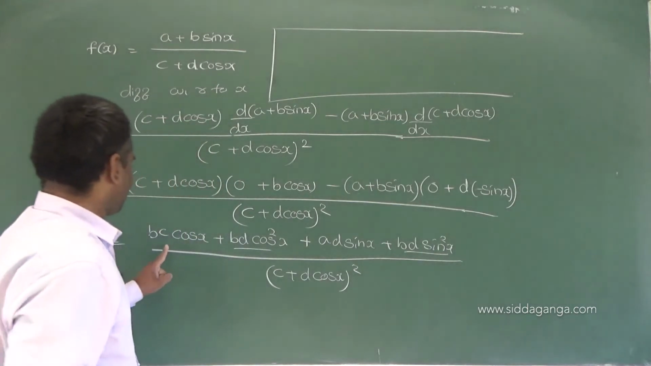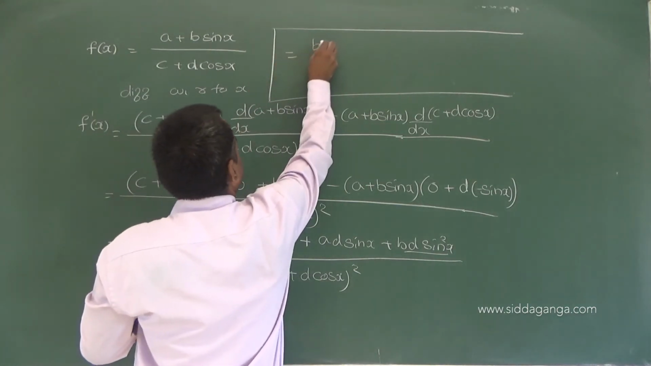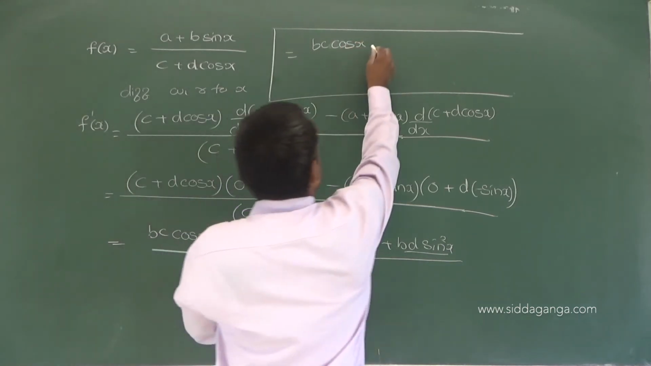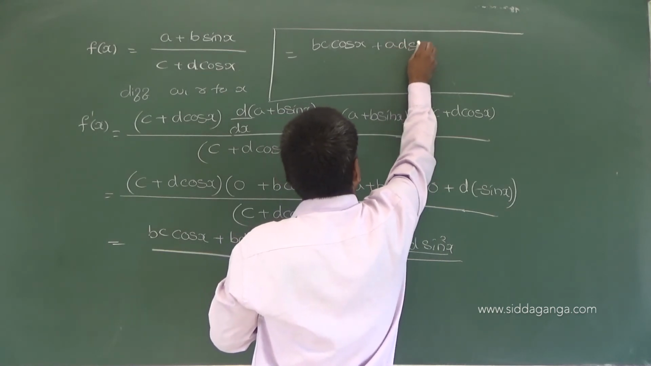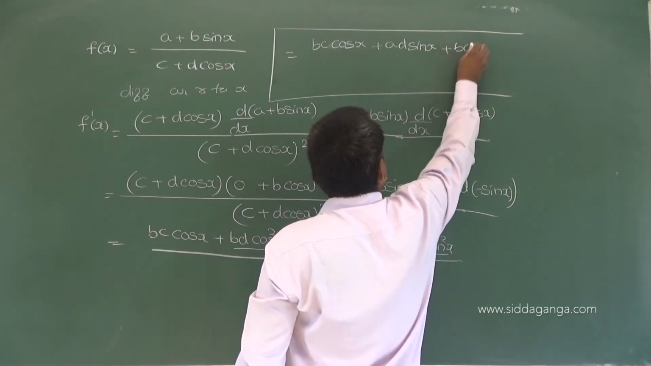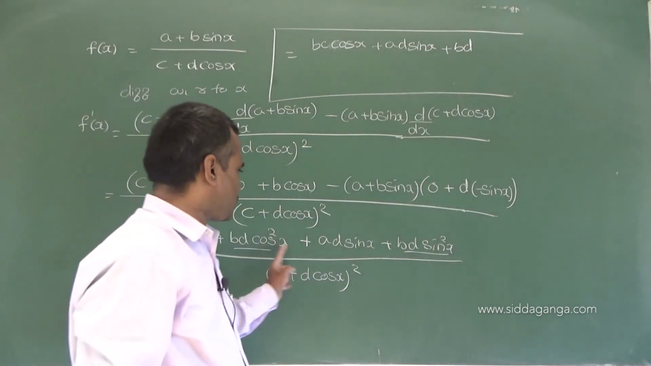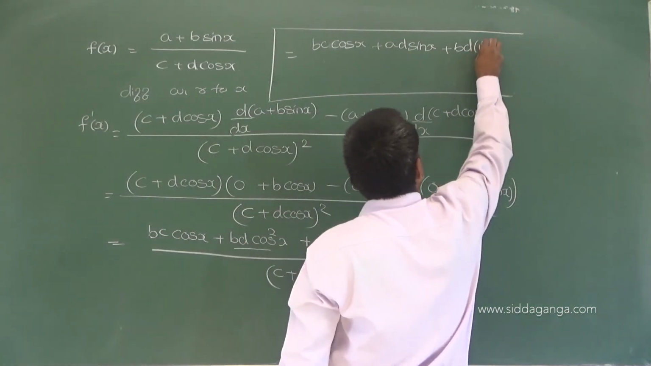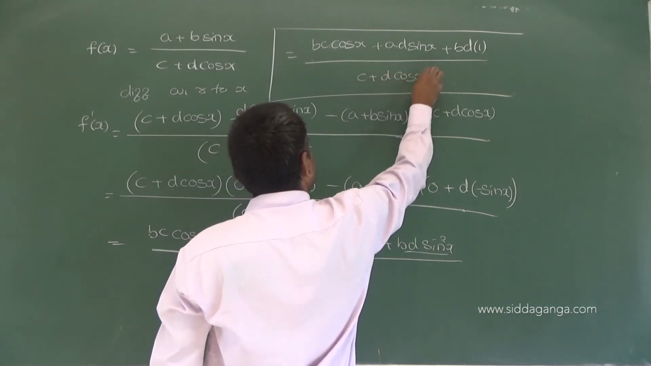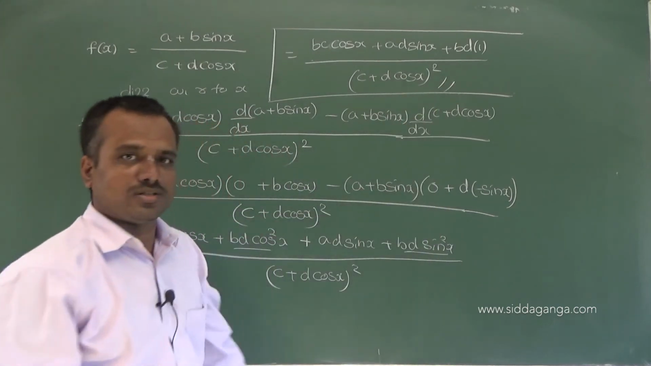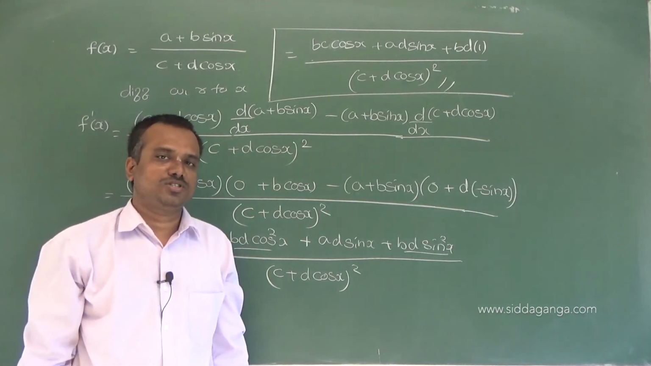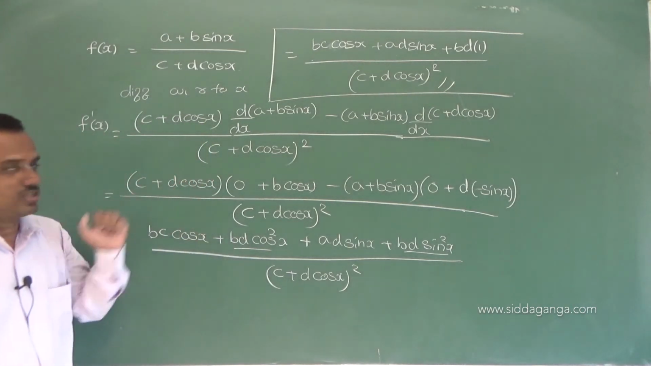I write the answer: that is equal to bc cos x plus ad sin x. In these two terms, bd I take common. If I take bd common, cos square x plus sin square x is 1, whole divided by (c + d cos x) whole square. That is the answer. Observe the steps.